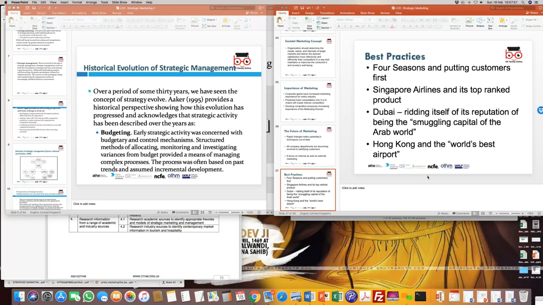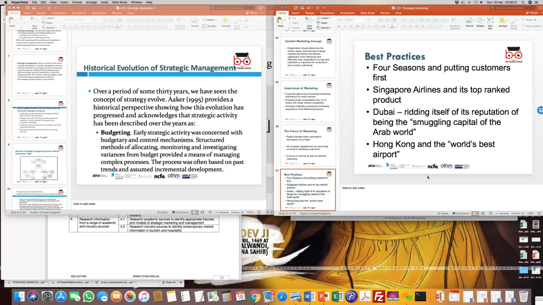Now, some of the best practices that we look at within this sector: we look at Four Seasons Hotels, which has always put customers first. You look at Singapore Airlines, which was one of the pioneers, and they had the top ranked airline award for a number of years, before some of the other airlines like Emirates, Etihad and Qatar started to drive more marketing efforts to build reputation. Over a point in time, as the reputation has been built, product quality has also led them to have the best airline award.